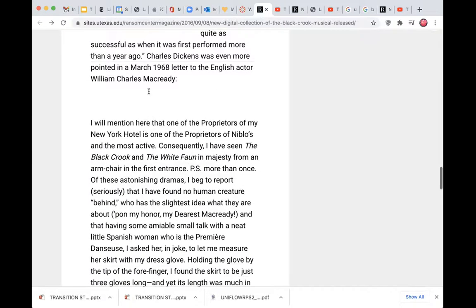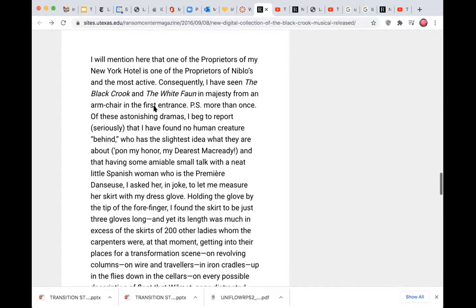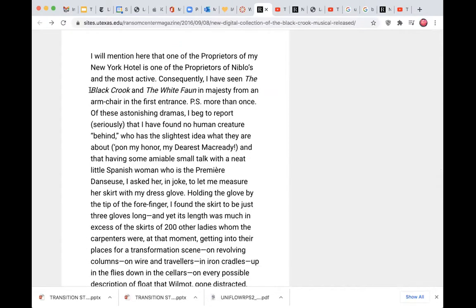And this is from Charles Dickens when he's writing to the English actor. "I've seen the Black Crook and the White Fawn in majesty from an armchair in the first entrance, P.S., more than once. Of these astonishing dramas, I beg to report, seriously, that I found no human creature behind who has the slightest idea what they're about. Upon my honor, my dearest Macready."